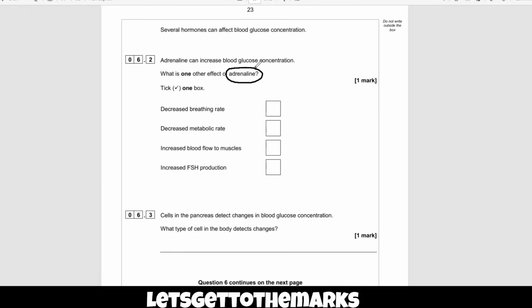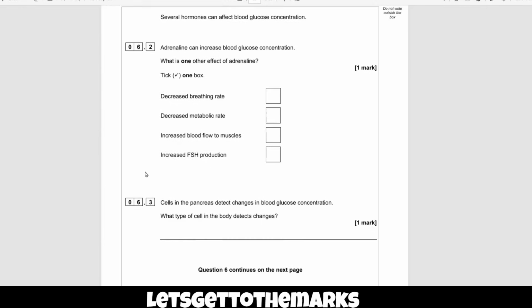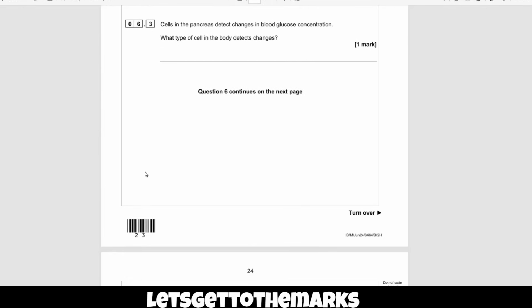So if you were going to have a fight or run for your life, would you want slower breathing? Would you want slower release of glucose? Or would you want more blood in your muscles? You're going to want more blood in your muscles because it gives you more oxygen, more ability to contract those muscles and run for your life or fight for your life. So that's how we work it out. Would you need it in a fight? If you do, adrenaline's your man or your woman.